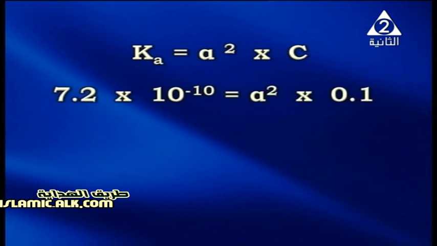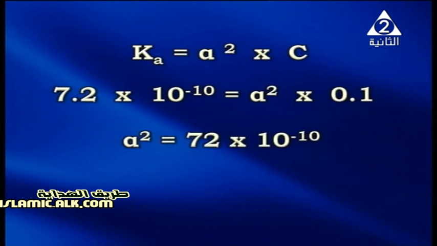Solution of the problem: Ka equals alpha square times C, as Ostwald's law. So 7.2 times 10 to the power negative 10 equals alpha square times 0.1. So alpha square equals 72 times 10 to the power negative 10. So alpha equals 8.5 times 10 to the power negative 5.